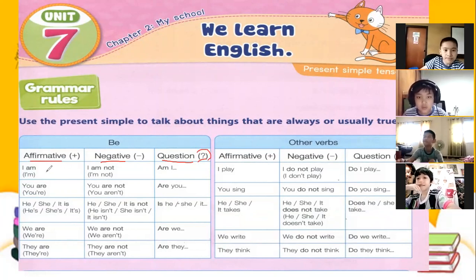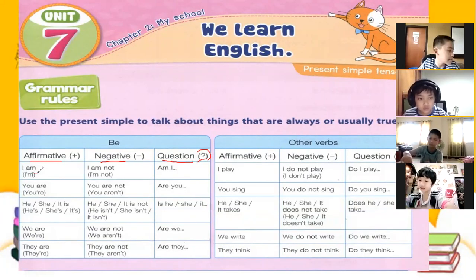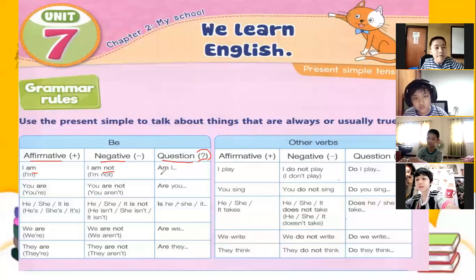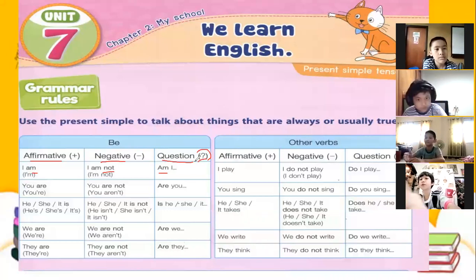Okay, so here in present simple, for example, affirmative, we have I am. Then in negative we are going to use not. Anything in the negative sense means we are going to use not with that. So I am not, or I'm not. And then if you are asking a question, the auxiliary verb is going to come before the subject. So am I, or are you? So those are the question sentences.